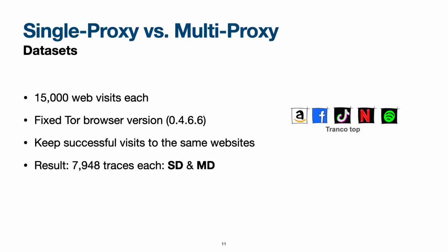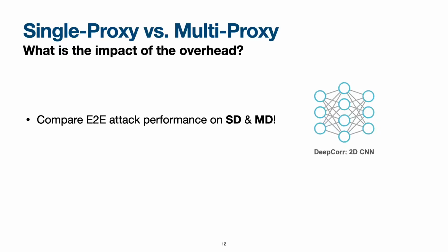To find that out, we collect actual traffic through both setups. We try to fix as many variables as possible, such that it's only the proxy setup that differs between the two datasets. So we end up with roughly 8,000 traces for single proxy and multi-proxy datasets. So now, to know whether a single proxy at a fixed location leads to an overestimation of attack's performance, we need to run DeepCorr, which is a two-dimensional convolutional neural network, on these two datasets and then compare performance.